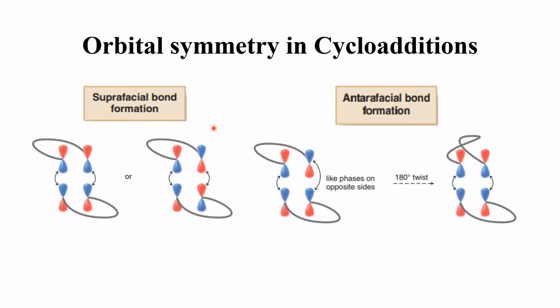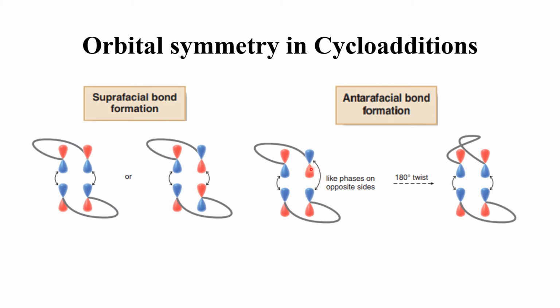What is orbital symmetry? In the electrocyclic reaction, we saw conrotation and disrotation, whether the phases are different or the same. Here also there is the symmetry overlap. We call it suprafacial bond formation. Suprafacial means the bonds are in the same phase, and the symmetry overlap will take place. Whether it is blue, blue, blue, or blue or red, these two should be the same. Then it is called suprafacial.